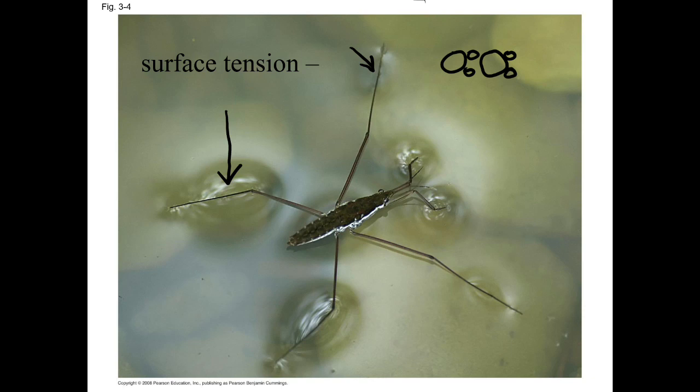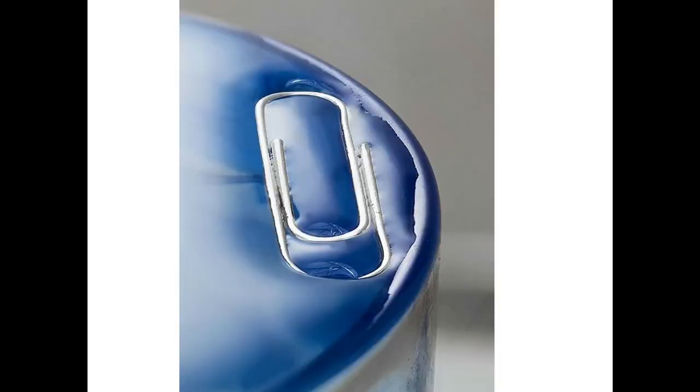We can demonstrate this ourselves, not because we can walk on water, that would be nice, but we can't, by floating objects that are denser than water that really theoretically should sink because they're not buoyant, like a piece of steel, like this paper clip right here. You can do it with a staple also.